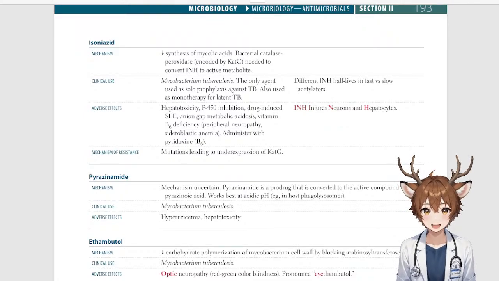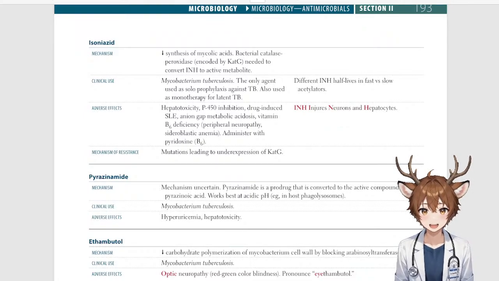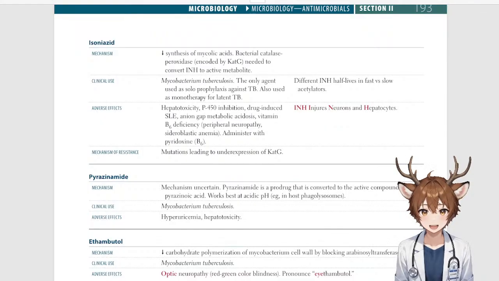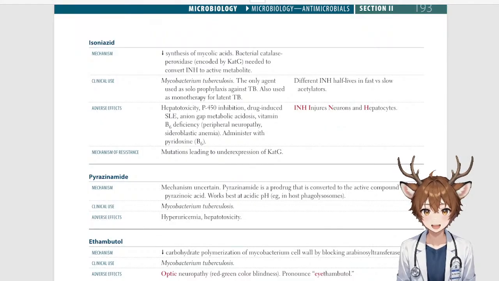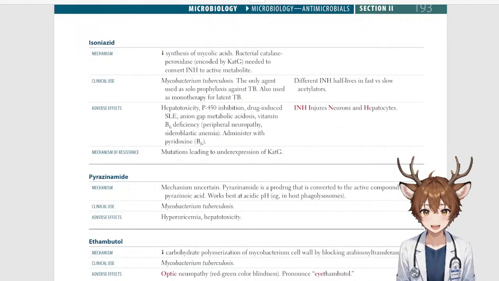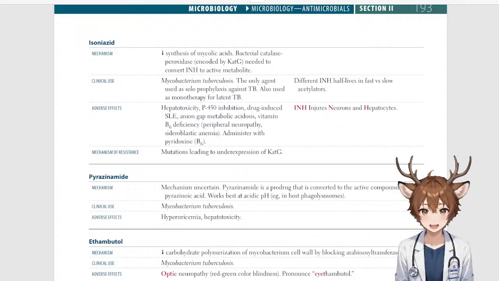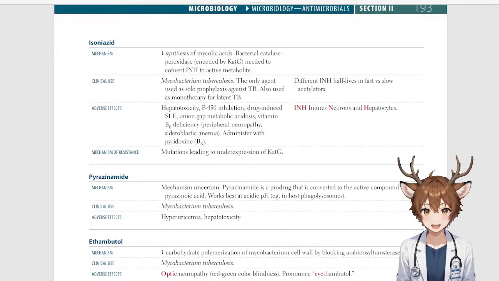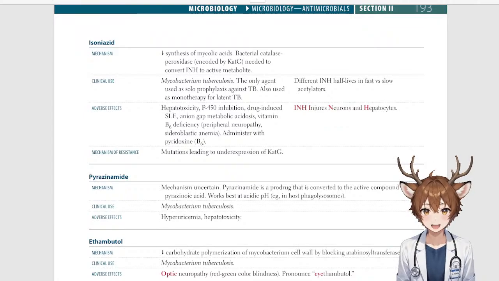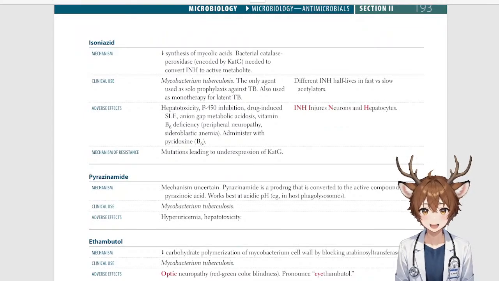Isoniazid adverse effects: vitamin B6 deficiency, peripheral neuropathy, sideroblastic anemia, hepatotoxicity, drug interaction through CYP450 inhibition, and drug-induced lupus. INH overdose can lead to seizures, often refractory to benzodiazepines. Notes: administer with pyridoxine, vitamin B6, because of the deficiency it causes. INH injures neurons and hepatocytes. Increased risk of hepatotoxicity with increased age and alcohol overuse. Different INH half-lives in fast versus slow acetylators.